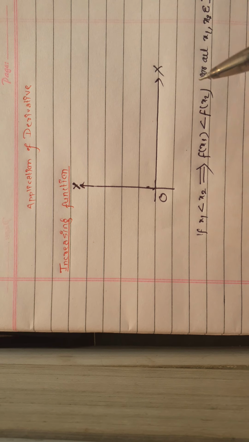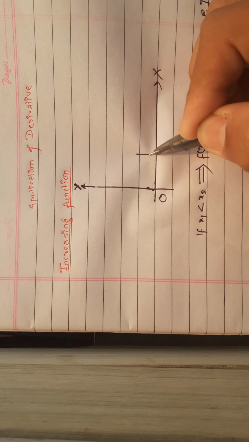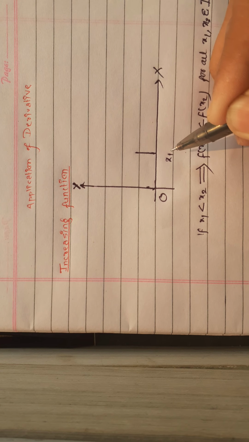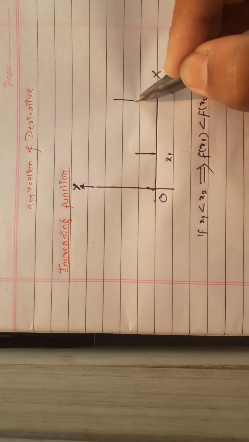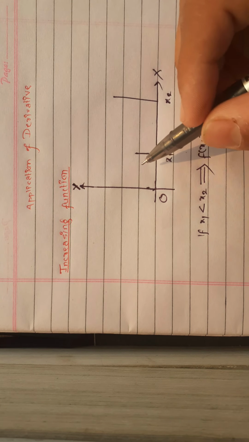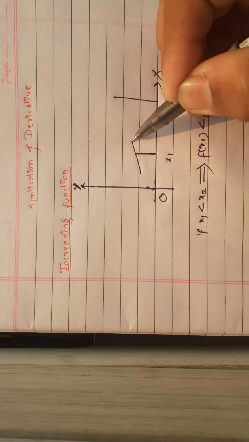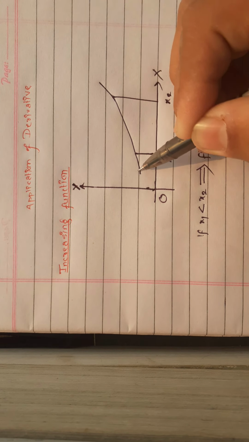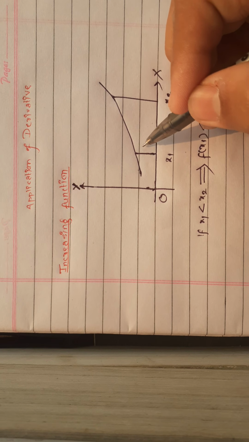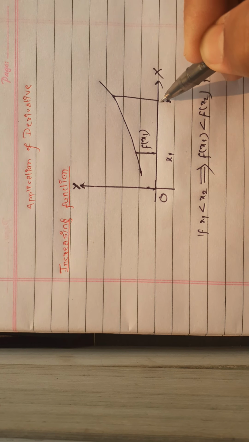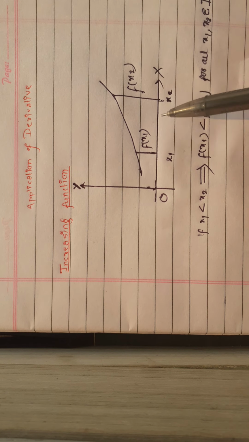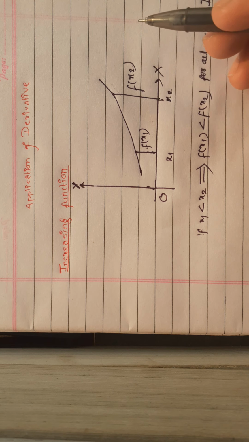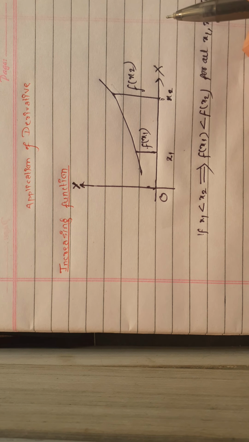So in the graph we can represent that. Let x1 be on the axis and x1 is less than x2, so x2 should be greater. Then the curve passes through these points, the image of x1 is f(x1) here, and the image of x2 is f(x2). So when x1 is less than x2, f(x1) is less than f(x2). This is called an increasing function in the interval I.